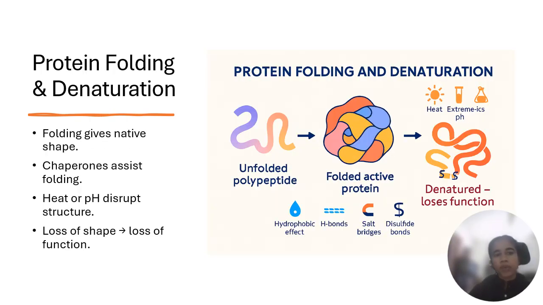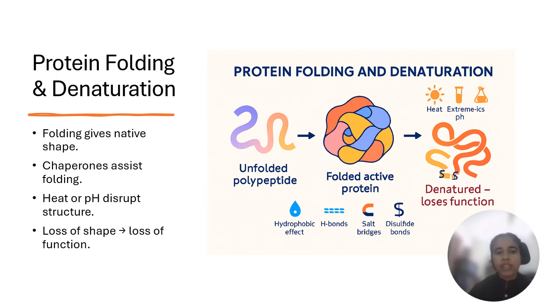Now let's understand protein folding. When a protein is first synthesized, it is a long linear chain called an unfolded polypeptide. But this chain is not functional yet. It should fold into a precise 3D structure, called the native conformation. Only after folding does the protein become active and capable of performing its job. Inside the cell, special helper proteins called chaperones assist folding. They prevent misfolding and aggregation, and ensure that the protein reaches the correct structure.